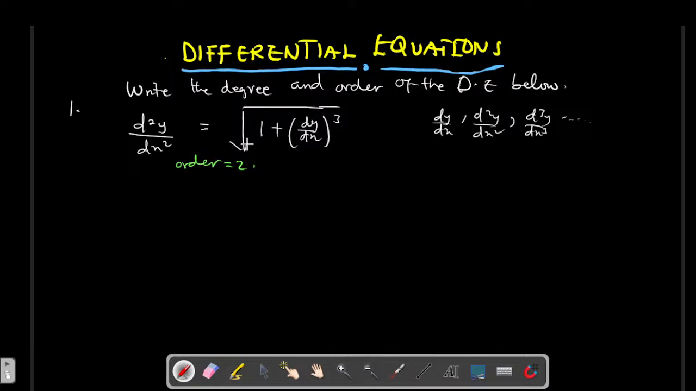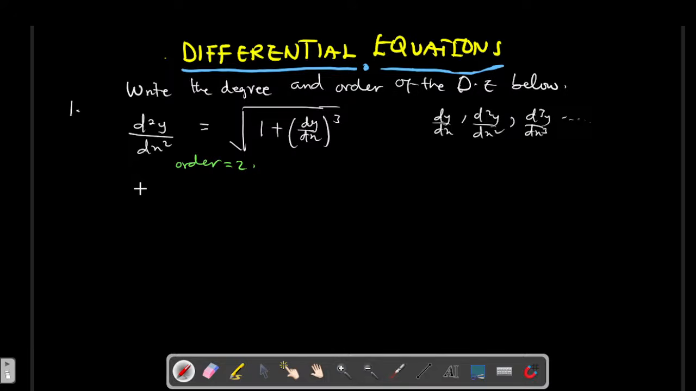The degree is simply you finding the highest power to which your order is raised. So meaning that your equation shouldn't have radicals. That will bring confusion. So let's solve this by removing the radical and making it polynomial.